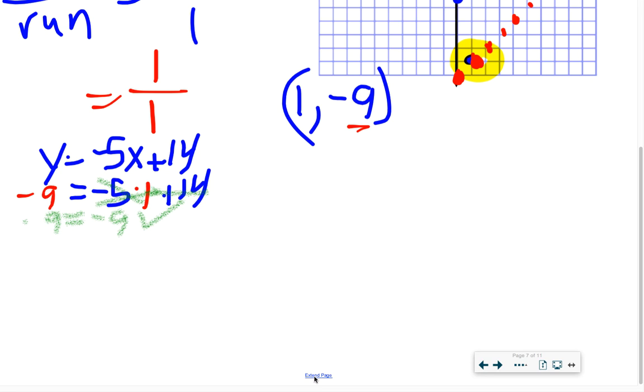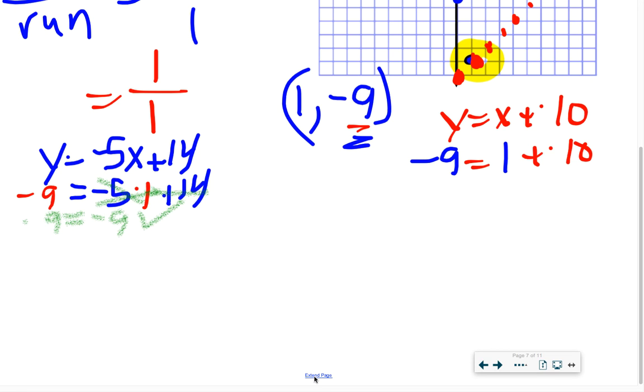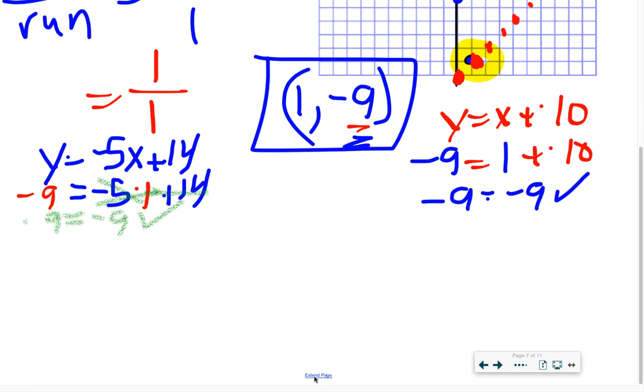That is correct. And do it again for the next equation. I'm going to slide over here where I have a little bit more room. Again, y equals x plus a negative 10. Plug it in. You've got, for that y value, again, coming straight from the point here, negative 9 and the 1. When you plug them in, negative 9 equals negative 9. Ding. That is correct. You have the correct point.